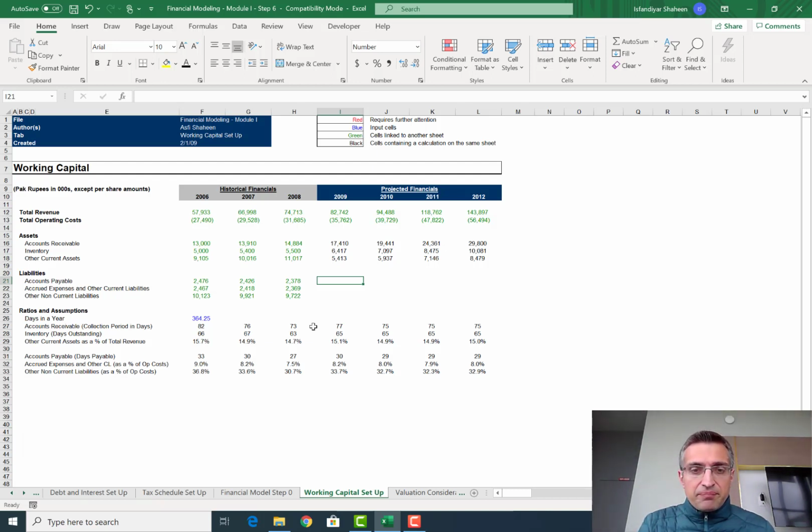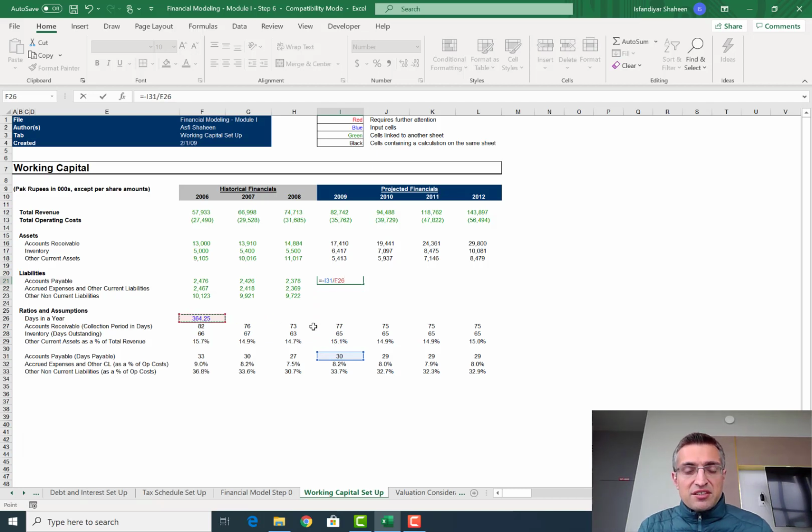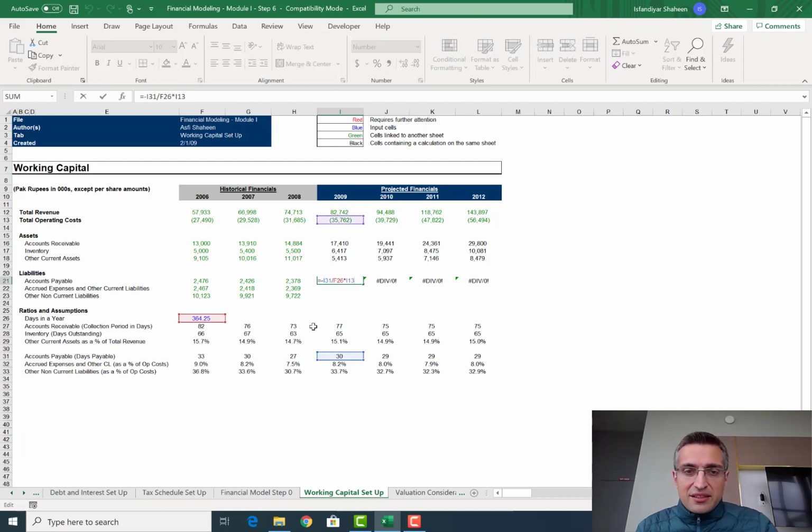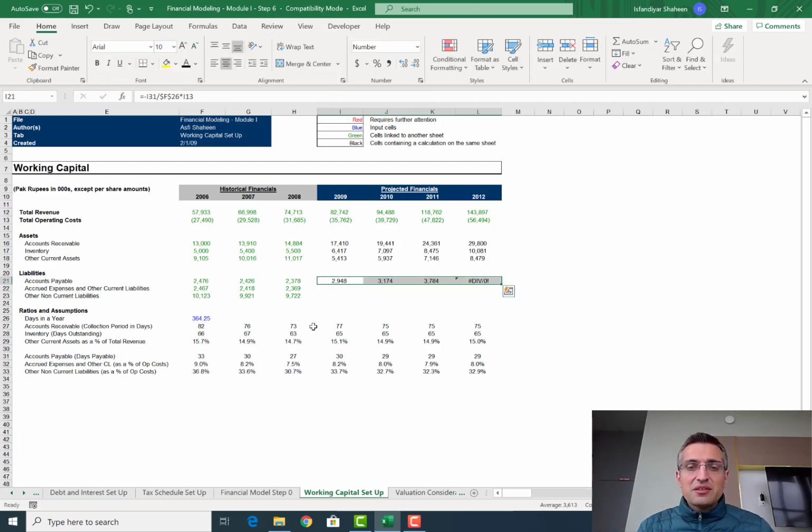Similar idea. To forecast accounts payable, I will take my days that payables remain outstanding, expressed as a percentage for the year, and multiply it by the total operating cost. I will do Alt H A C to clear cross selection, and see, I did not anchor, which is why I got these errors. When I anchor, that gets fixed.